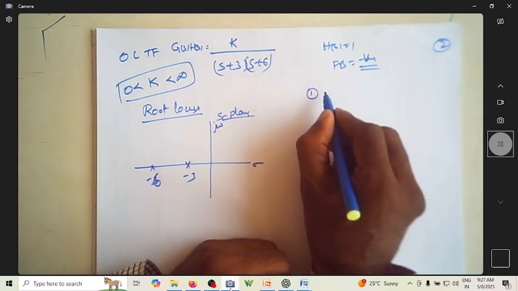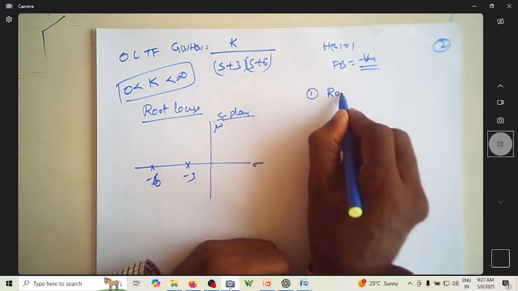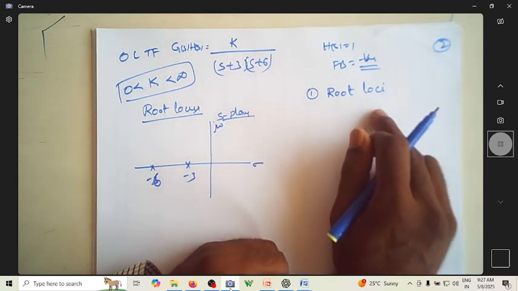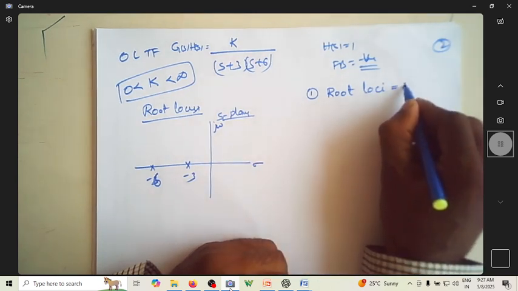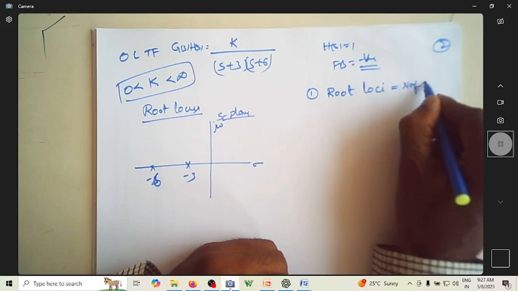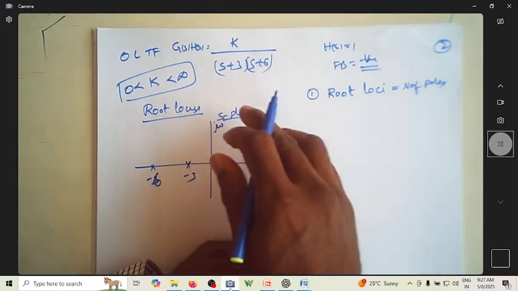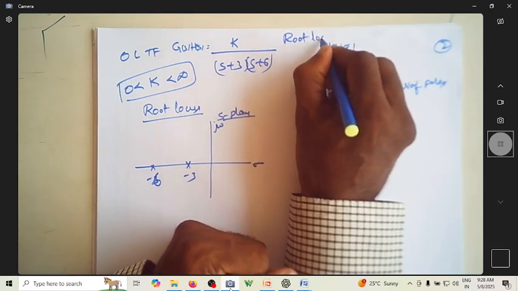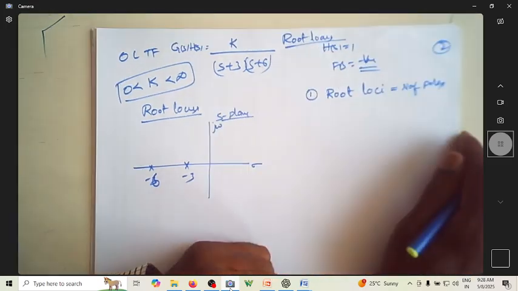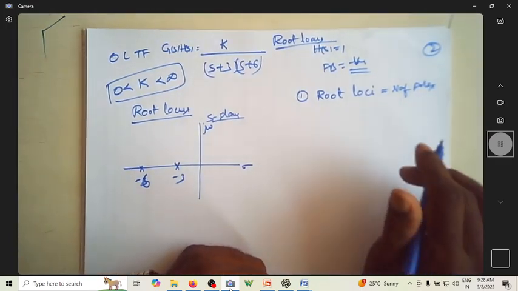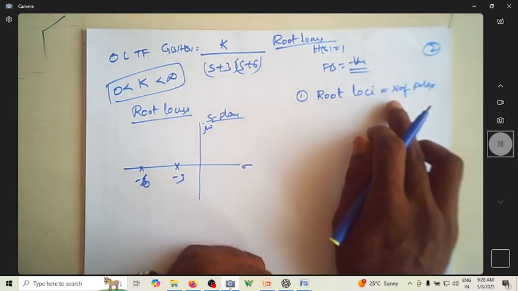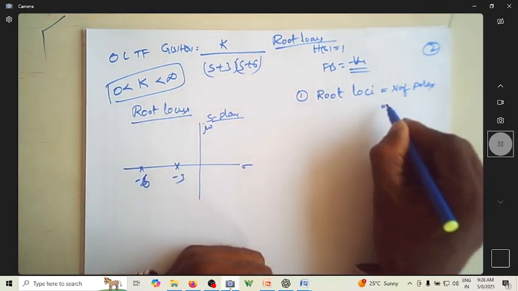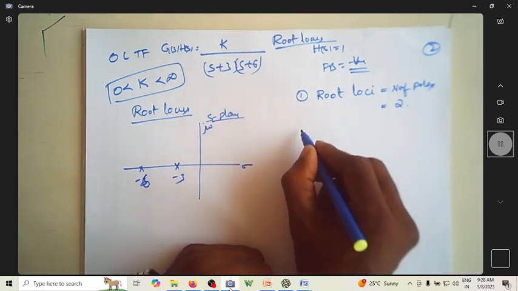First and foremost, the root loci. How many root loci are there? The number of root loci is equal to the number of poles. You're plotting a root locus, and in that root locus you may have many root loci. The number of root loci is equal to the number of poles. So here there are two poles, so the number of root loci is equal to 2.